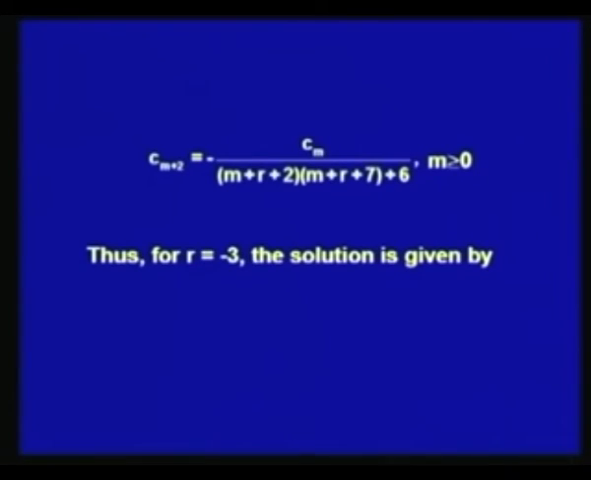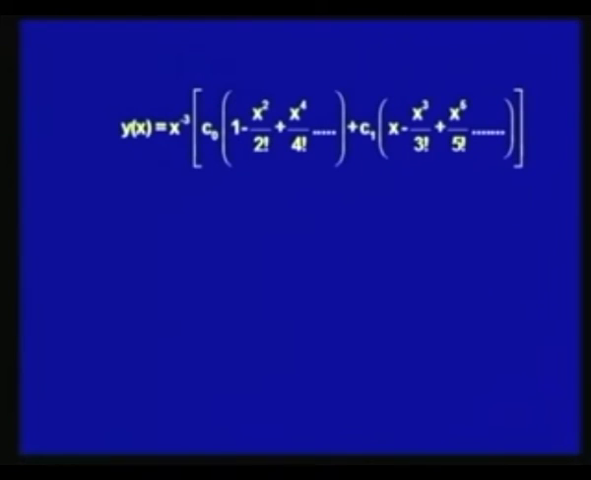Now let us put r equal to minus 3 here. The solution is given by y(x) equal to x to the power minus 3 into C0 times (1 minus x square by 2 factorial plus x to the power 4 over 4 factorial and so on), plus C1 times (x minus x cube by 3 factorial plus x to the power 5 over 5 factorial and so on). This is because C1 is arbitrary. So now y(x) contains two arbitrary constants, C0 and C1.